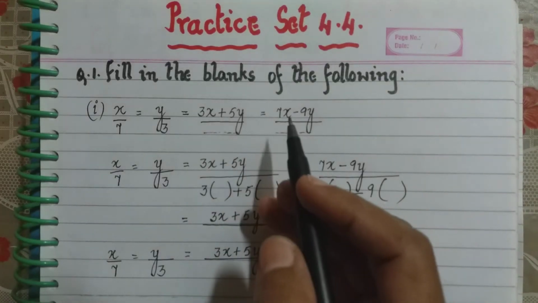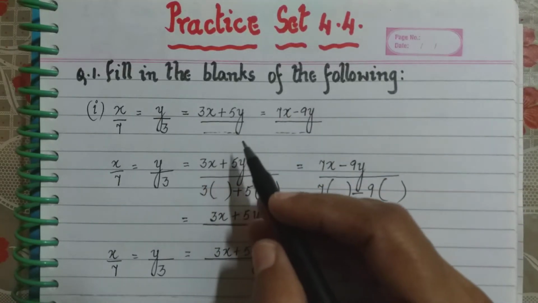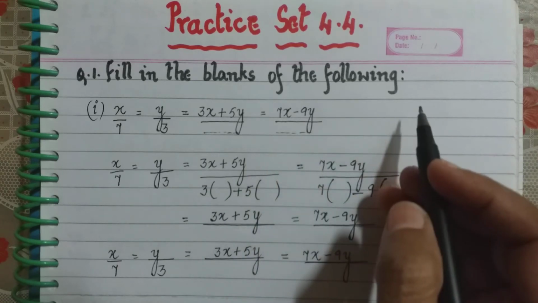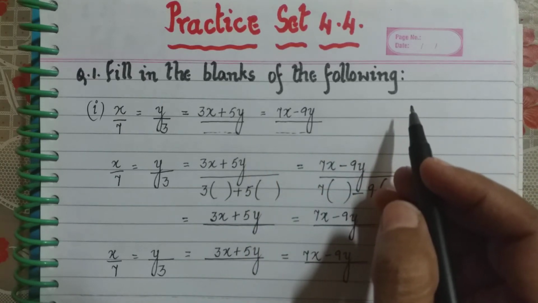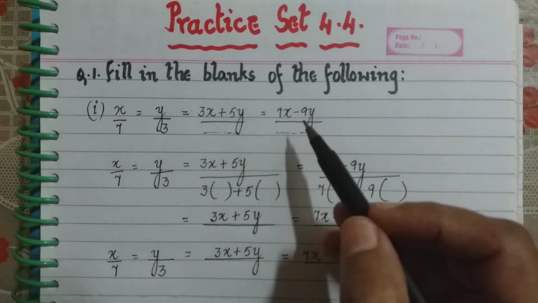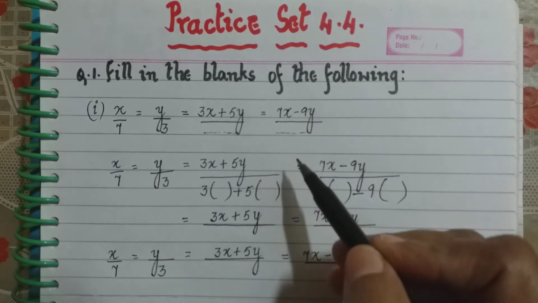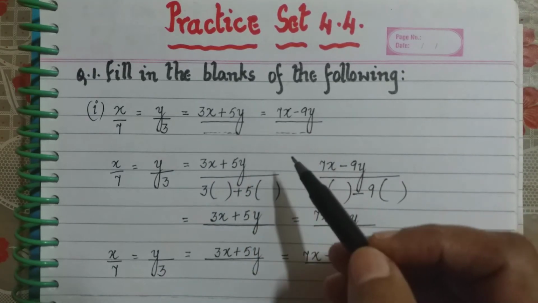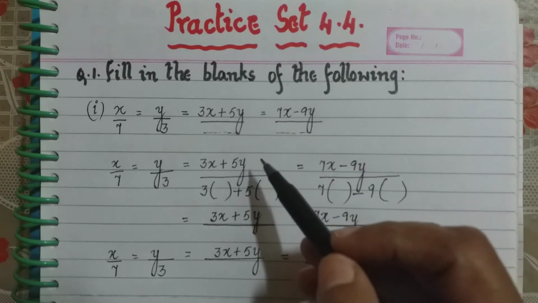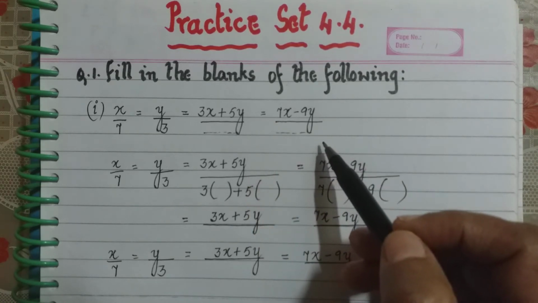We begin with practice set 4.4 question 1. Fill in the blanks of the following. Now here we have ratios which are equivalent to each other and there are some ratios which are incomplete. We have to complete those ratios.